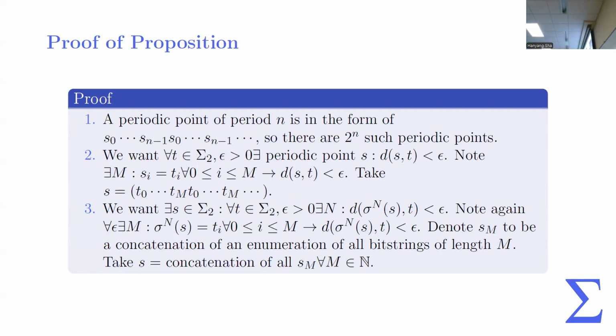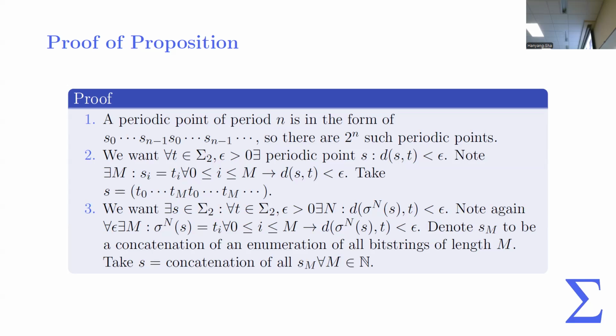So now let's think about how to prove this. Very easily done. A periodic point of period n is obviously in the form of something like this: s0 through s_{n-1}, and it repeats itself, s0 to s_{n-1}, s0 to s_{n-1}, etc. So for period n, how many such periodic points are there? Well, that's just the number of unique bit strings s0 to s_{n-1}. So that will be 2^n such periodic points.